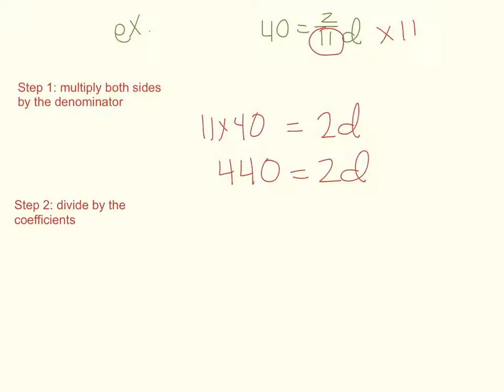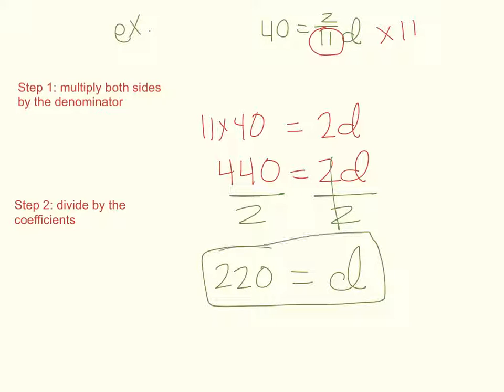Yes, I could draw out and model, but I don't want to draw 440 little circles here to represent the tiles, so I'm not going to. I'm just going to do some simple division. I'm just going to divide 2d and 440 by 2. These 2's cross out and leave me with just d. 440 divided by 2 is 220. And that's my answer.